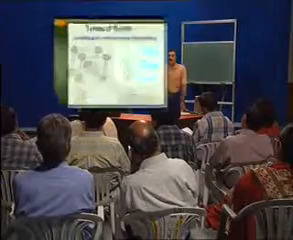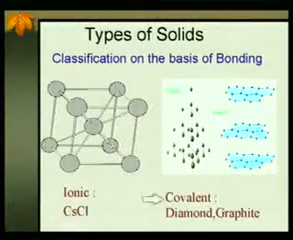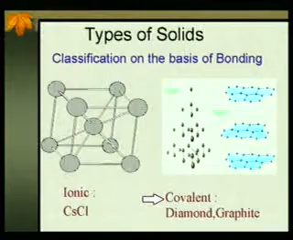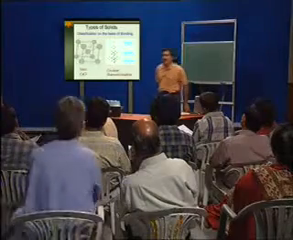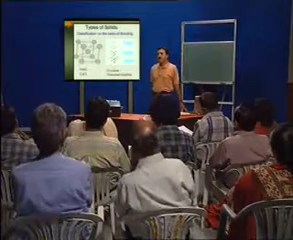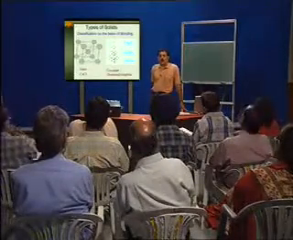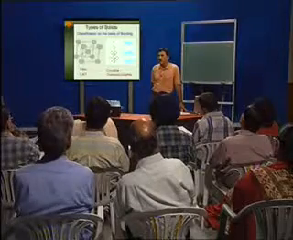Number two, we have the covalent solids. These are made up of atoms, and atoms are kept together by covalent bonds. Covalent bonds are weaker as compared to ionic bonds. That is why covalent solids are sometimes soft as compared to ionic solids. They possess low melting points.